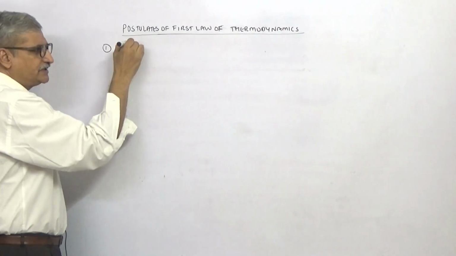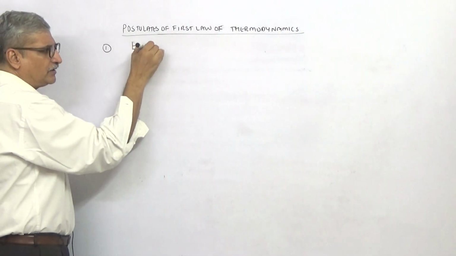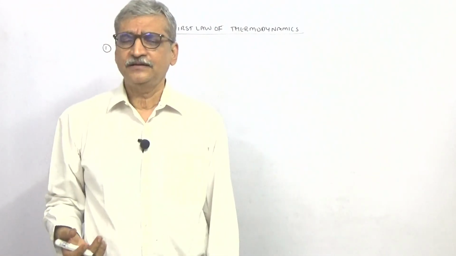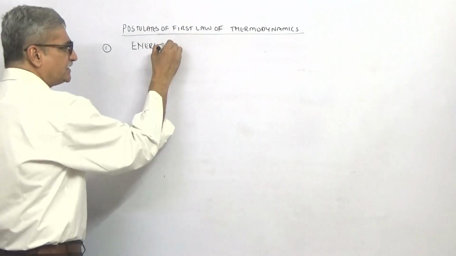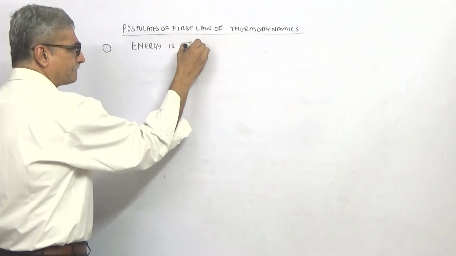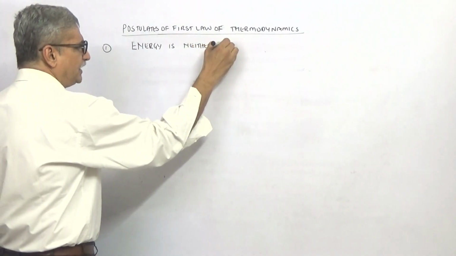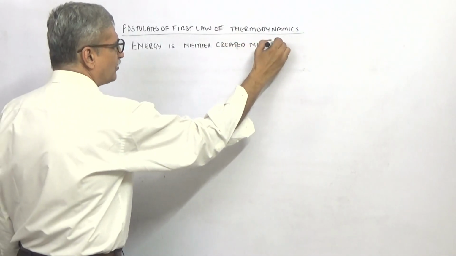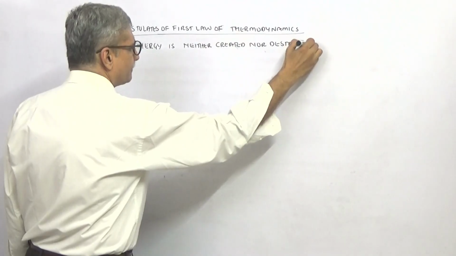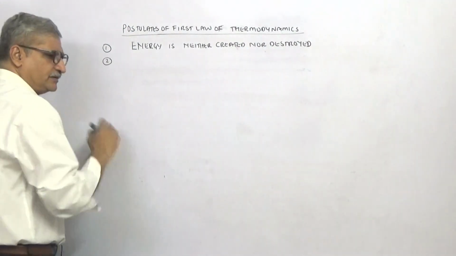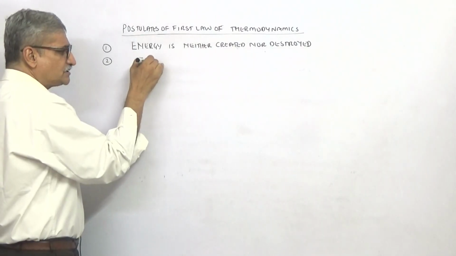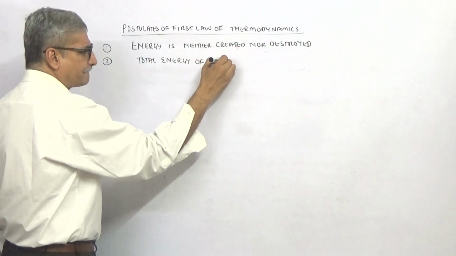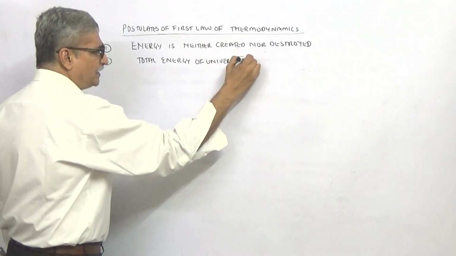The first postulate is energy is neither created nor destroyed. The law of conservation of mass. So first law of thermodynamics is another way of saying what is law of conservation of matter. Energy is neither created nor destroyed. Total energy of the universe is constant.